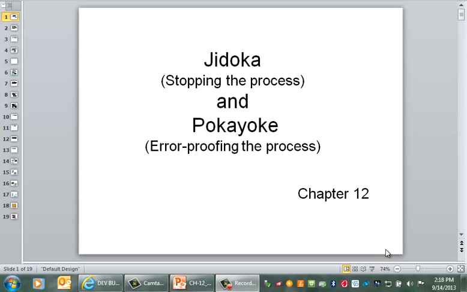Chapter 12 of Fundamentals of Lean Process Improvement. This chapter is titled Systems for Eliminating Defects. We're going to start with the PowerPoint that is attached on your Lessons tab. And actually this time I'm probably going to show you most of the slides because it's a pretty good PowerPoint. There are a couple of terms that are used: Jidoka, stopping the process, and Pokayoke, error-proofing the process.